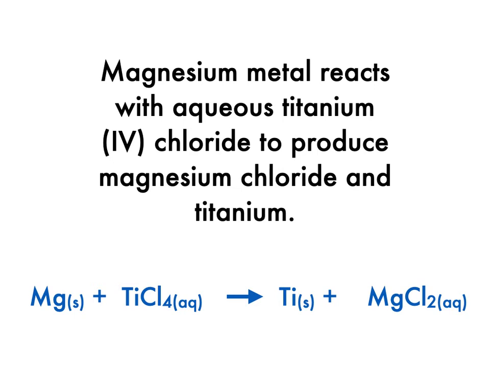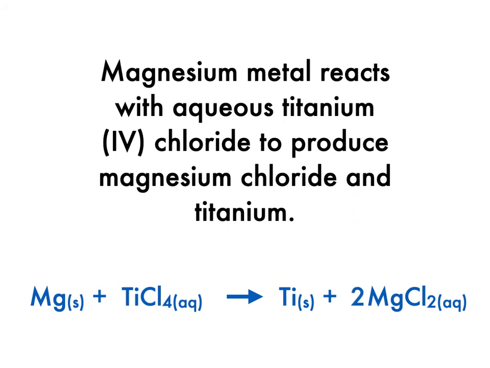Now we have a skeleton equation. We need to go ahead and balance it. So there's 1 magnesium on the left. There is 1 magnesium on the right. So we're good there. There's 1 titanium on the left. There's 1 titanium on the right. We're good there. There's 4 chlorines on the left, but only 2 on the right. So we need to double the number of chlorines.